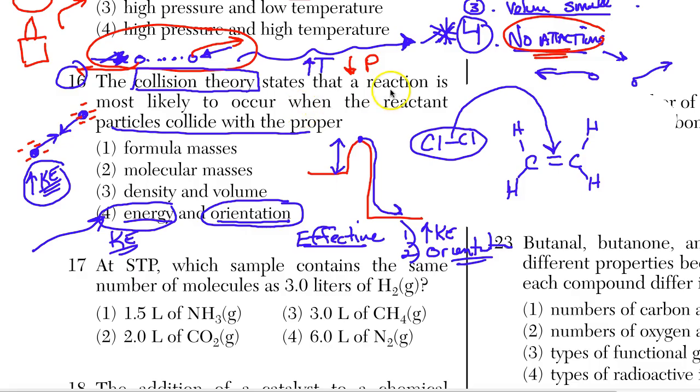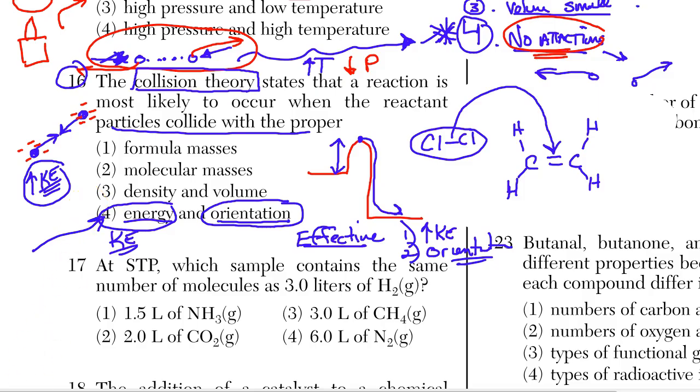They didn't say it in the problem, but essentially they're asking about what is an effective collision. And this could have been a part two, and as you go through the multiple choice, understand that part two is the same concepts as part one. All right, so number 16 is choice 4.